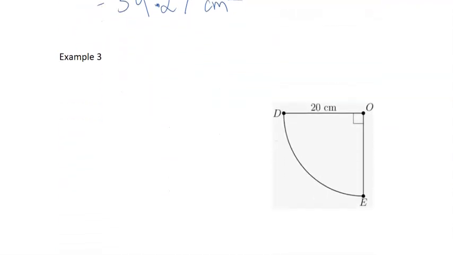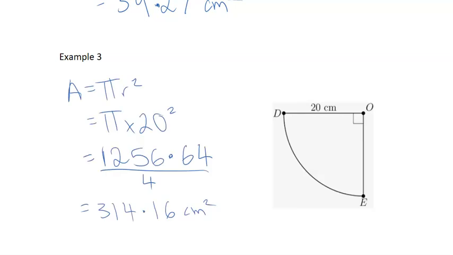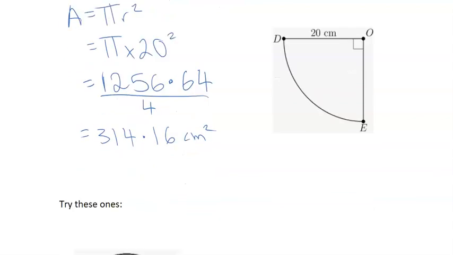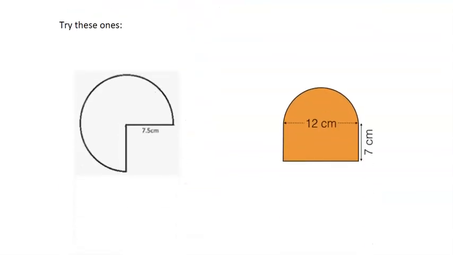Example number 3. Let's give this one a go. And there's my answer. So pi times 20 squared, and then I take that answer and divide it by 4 because I have a quarter of the circle. Okay, at this point I want you to give these 2 a go on your own. Please pause the video now.